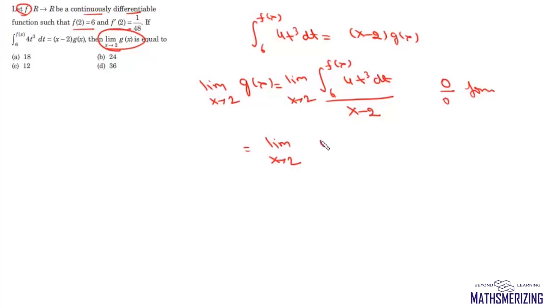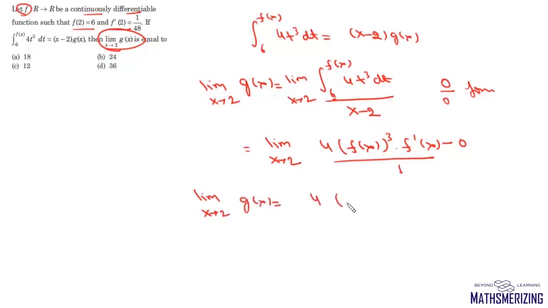So it'll be 4 and then f x cube into f dash x minus, and here the lower limit is constant, so the derivative of the lower limit will be 0, upon 1. So this limit x tends to 2 of g x will be 4 f2 cube into f dash 2. Now this is 4. Now f2 is 6. So it will be 6 cube into f dash 2, which is 1 by 48. So this is 12.